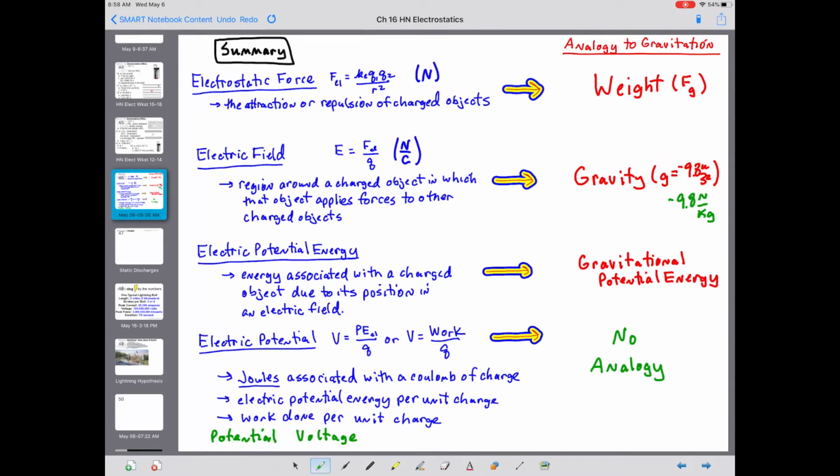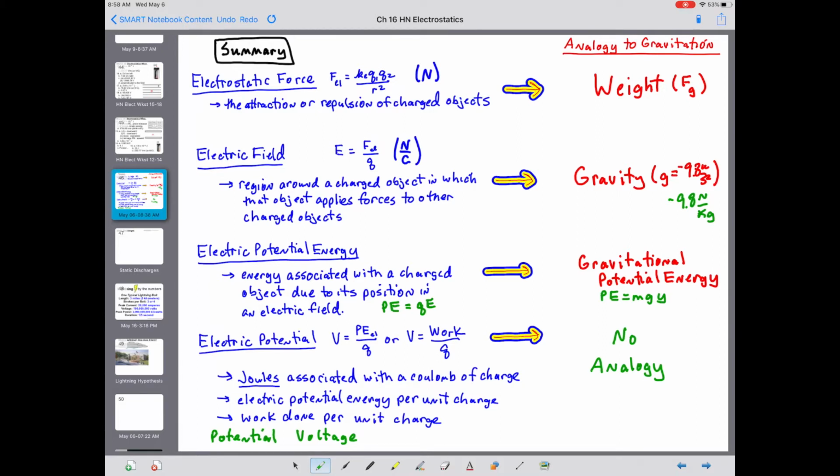Electric potential energy. Well, our analogy is gravitational potential energy, which we had an equation to calculate, and that equation was mgy. We didn't get into an equation for electric potential energy, but the idea follows exactly the gravitational potential energy. Mass is the substance affected by gravity. In electric potential energy, the substance is charge. In gravitational, gravity is the field. In electric, electric field is the field.